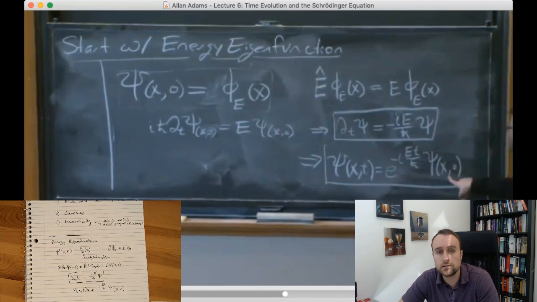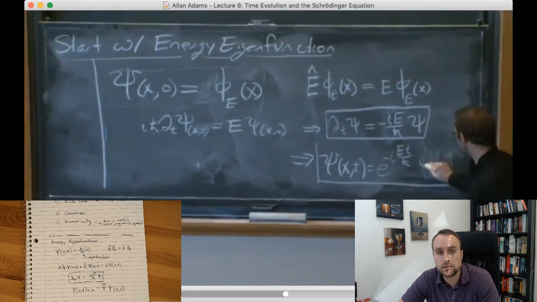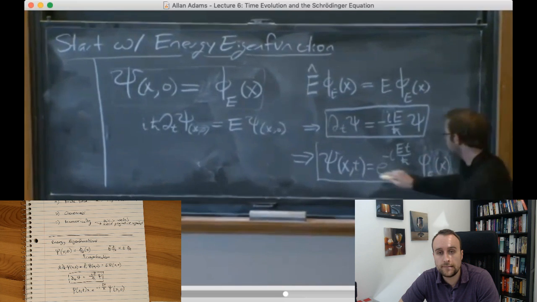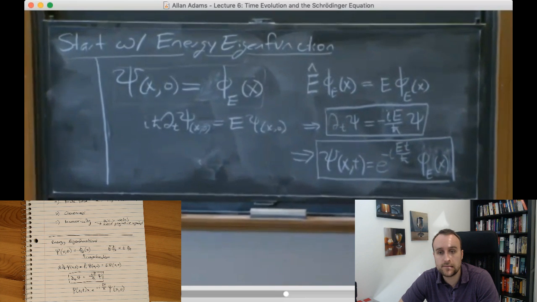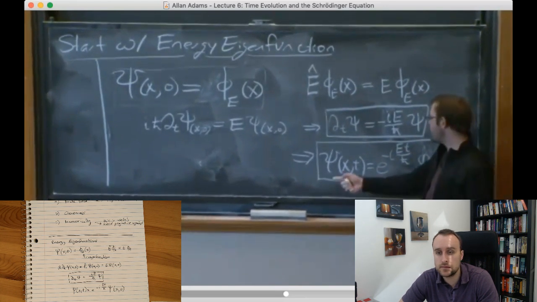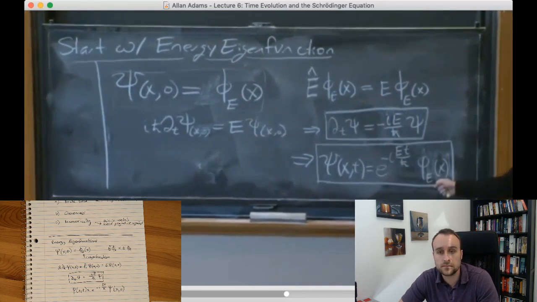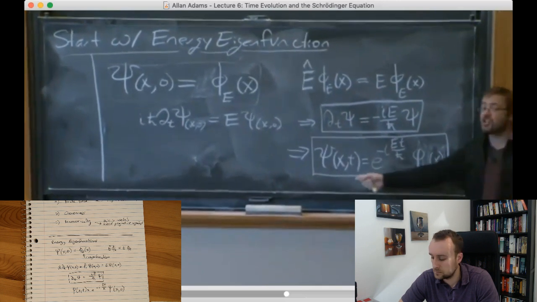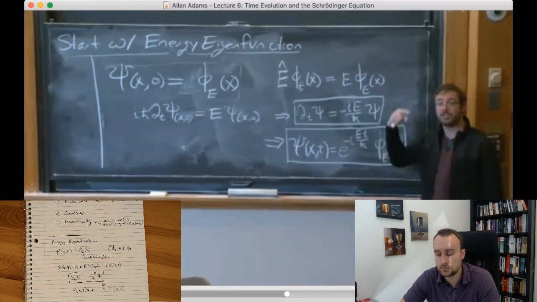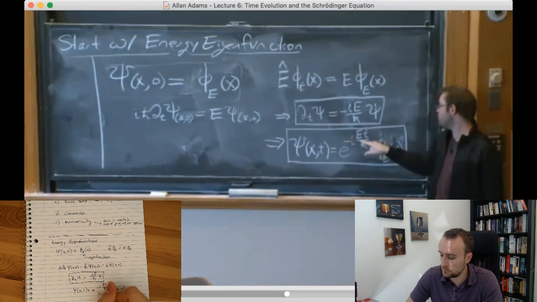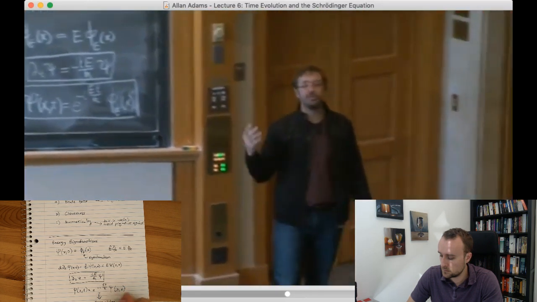And in particular, I know what psi of x, 0 is. It's phi E of x. So I can simply write this as phi E of x. What this tells me is that under time evolution, a state which is initially in an energy eigenstate remains in an energy eigenstate with the same energy eigenvalue. The only thing that changes about the wave function is its phase. And its phase changes by rotating with a constant velocity, e to the minus i, the energy eigenvalue, times time upon h bar.